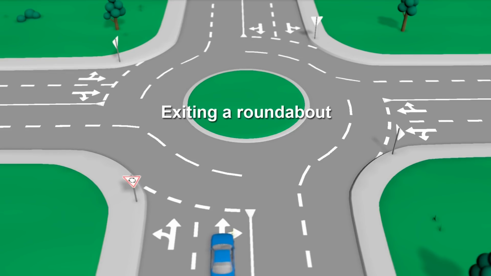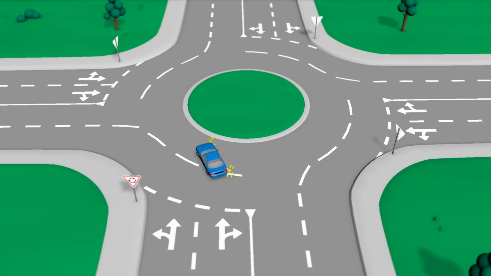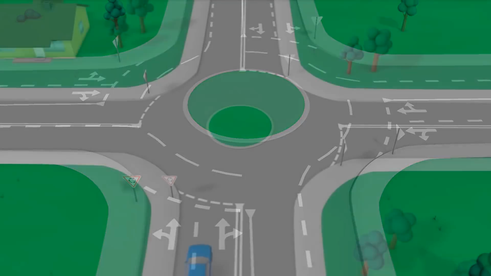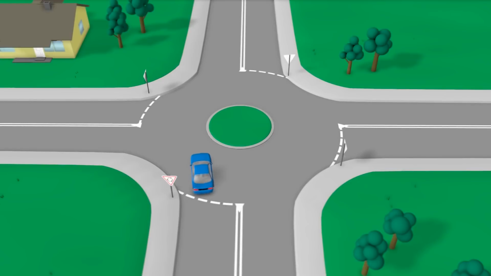Exiting a roundabout. As when you exit a road, you must signal left when leaving a roundabout, if it is practical to do so, and you should stop indicating as soon as you have exited the roundabout. However, when you are travelling straight ahead on a small single-lane roundabout, it may be impractical to indicate when exiting.